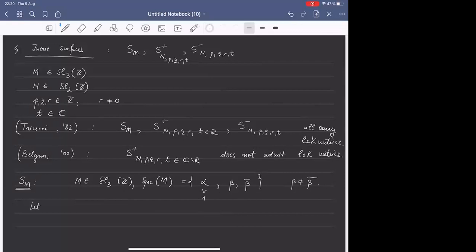Let us denote now by A1, A2, A3 an eigenvector corresponding to the real eigenvalue, so an eigenvector corresponding to alpha. So A1, A2, A3 are real numbers. And B1, B2, B3 an eigenvector corresponding to beta. So B1, B2, B3 are complex numbers. Out of this data, we will construct some affine transformations in such a way that they will produce a compact quotient of C times H.